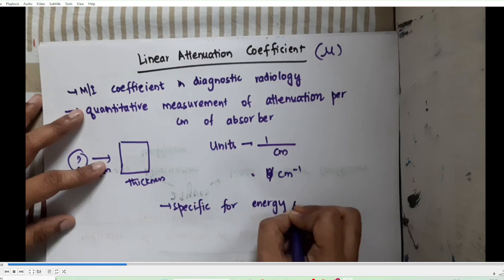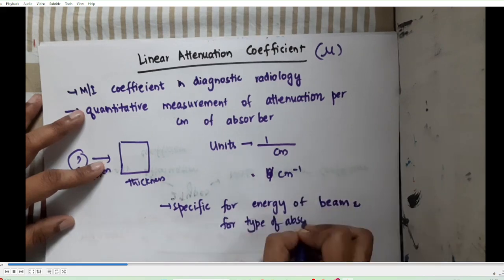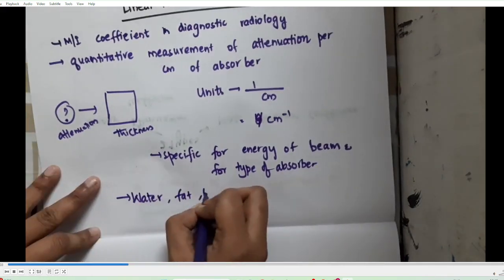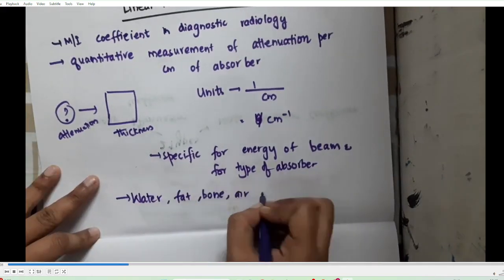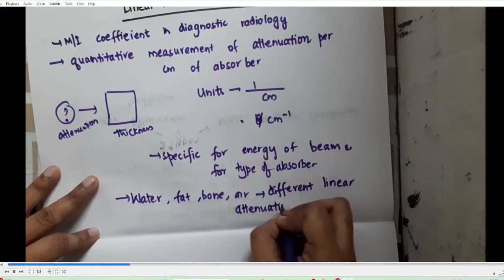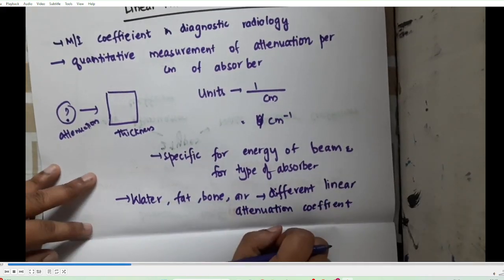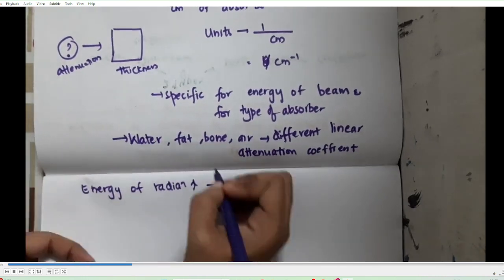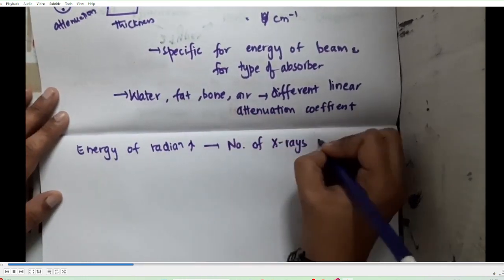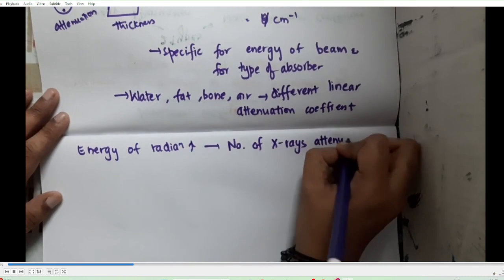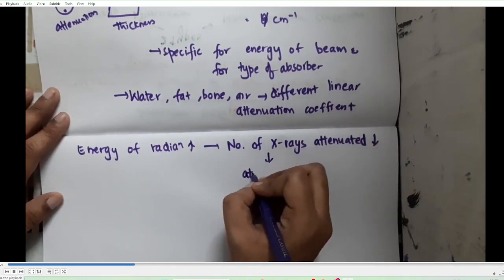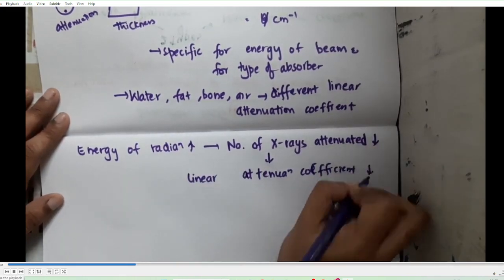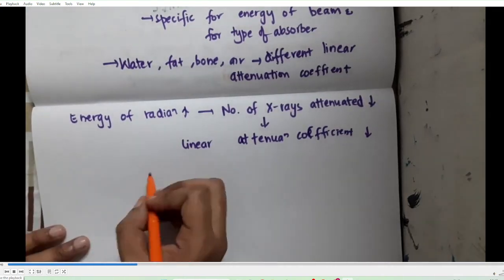It is important to realize that the linear attenuation coefficient is mainly for monochromatic radiation, and it is specific for energy of the X-ray beam and the type of absorber. Water, fat, bone and air all have different linear attenuation coefficients, and the size of the coefficient changes as the energy of the radiation changes. If the energy of radiation increases, the number of X-rays attenuated decreases. So the linear attenuation coefficient also decreases.